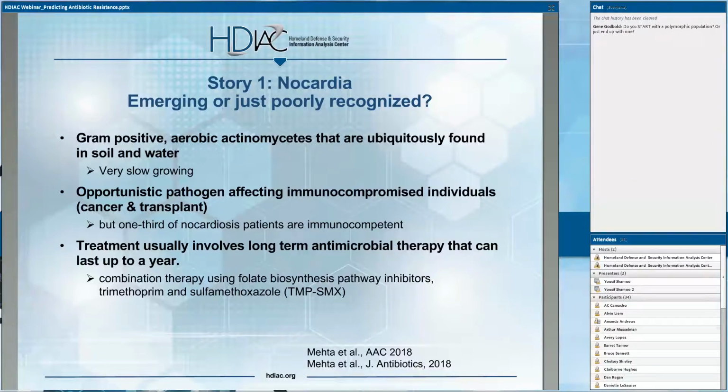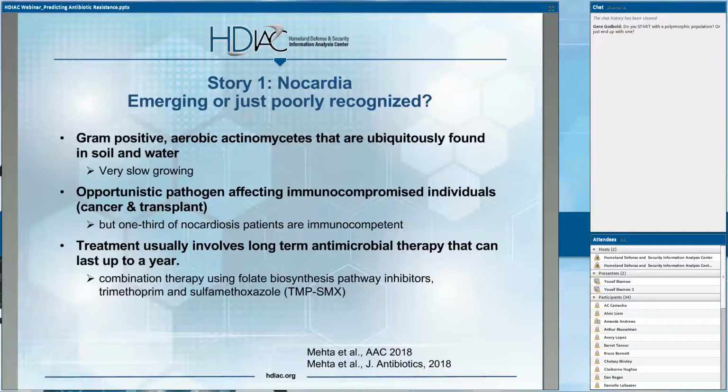So it's a very common organism. It's a soil bacterium found ubiquitously in soil and water. So if you're a gardener, you've probably been exposed to it many times, but if you have a good immune system, it hasn't really had any effect on you. So it's an opportunistic pathogen. It's typically seen in immunocompromised individuals, cancer patients, for instance.